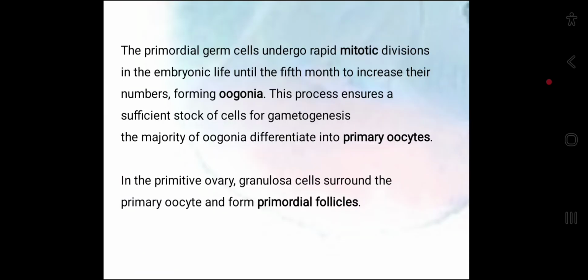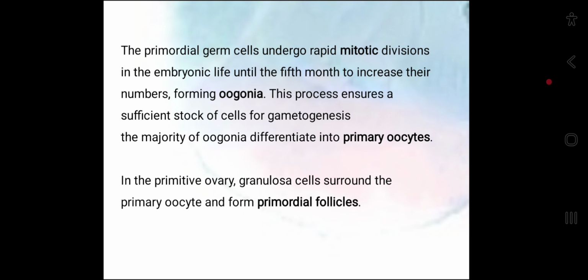The primordial germ cells undergo rapid mitotic division for replication to increase their number and form oogonia up to the 5th month of gestation to ensure sufficient stock for gametogenesis. Gametogenesis is the developmental process to form a mature ovum from these oogonia. The majority of oogonia differentiate into primary oocytes, all of this intrauterine. Is it okay? Before birth. So, primordial germ cells develop into oogonia, and oogonia differentiate into primary oocytes.